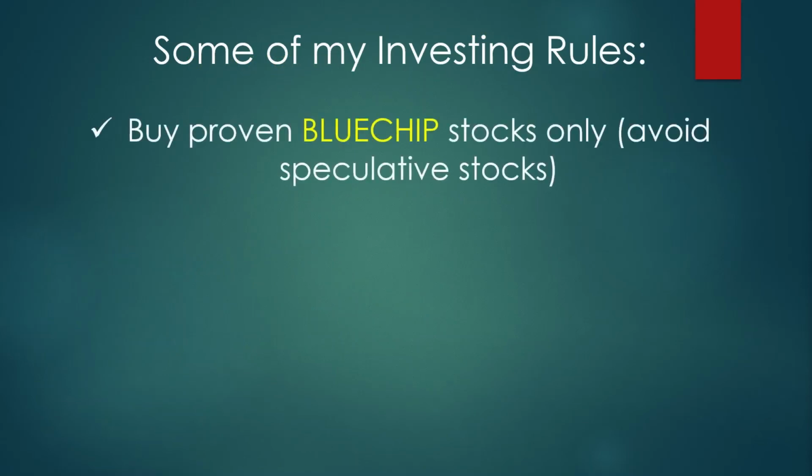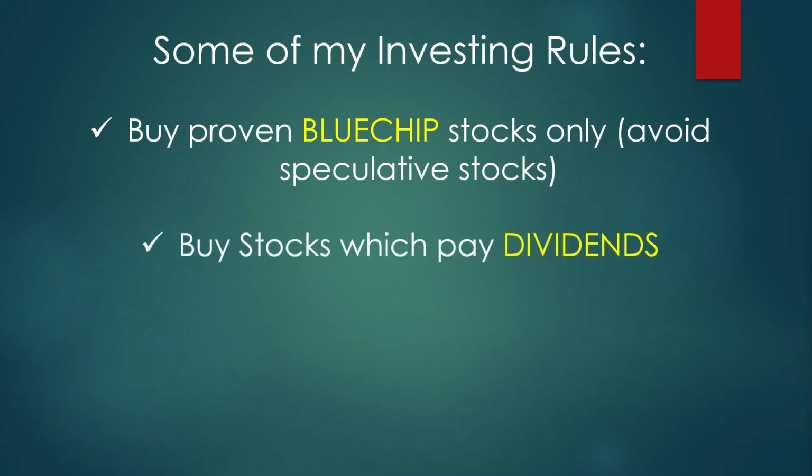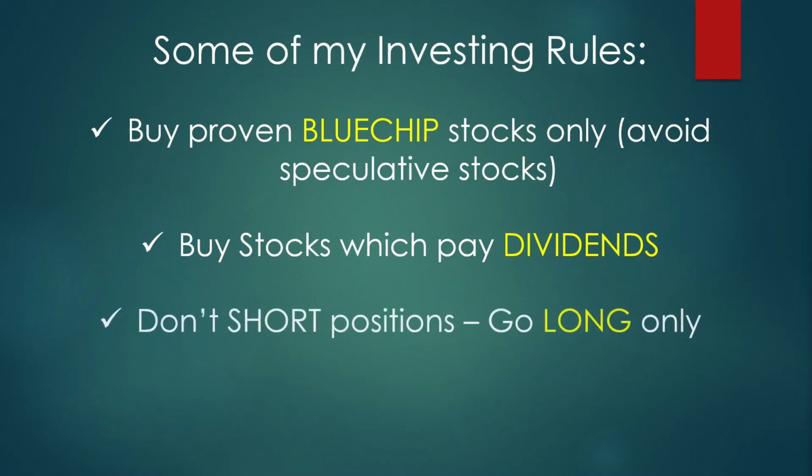Some of my investing rules: buy proven blue chip stocks only, avoid speculative stocks. This ensures a probability that the company you're buying has had a good track record and more likely potential future growth. Buy stocks which pay dividends. You should do a quick search on the stocks before buying to ensure it recently paid a dividend or is about to. This is a good indicator that the company has future potential of growth. If the company recently, that is the last 6 to 12 months beforehand, stopped paying dividends, it may be a sign their growth potential may be challenged for whatever reasons.